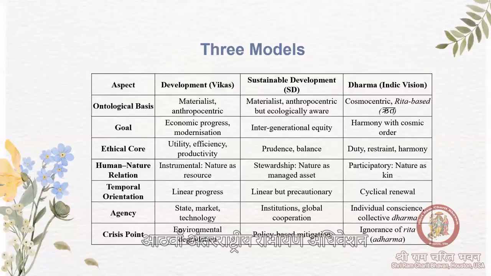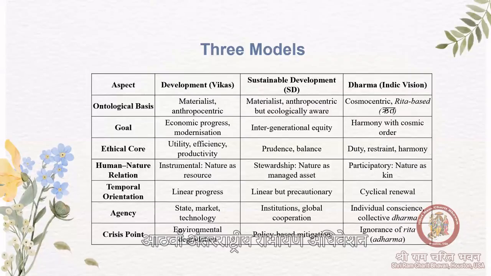Temporal orientation: linear progress. Sustainable development is also linear but precautionary. Dharmic is cyclic renewal. Agencies: state, market, technology for development; institutions and global cooperation for sustainable development; but for Dharma, it is individual conscience and collective Dharma.